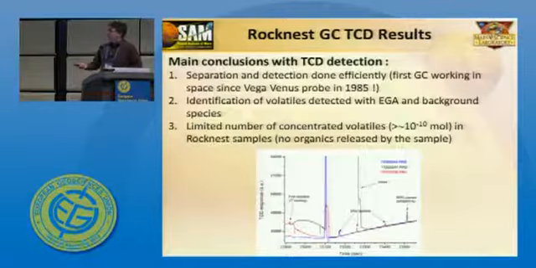So this is a conclusion we can draw from this detection. Finally, we identify all the volatiles detected in the EGA mode with the GC-TCD, and we can also conclude that there is a limited number of concentrated volatiles.